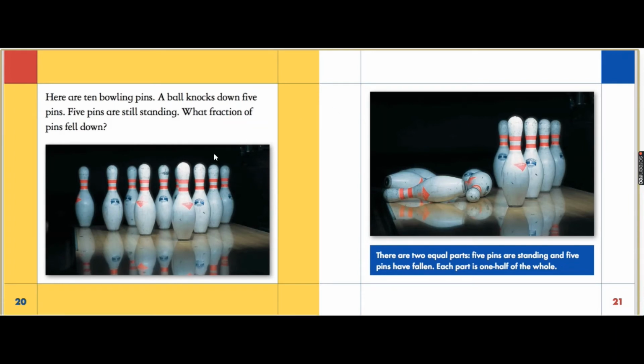Here are 10 bowling pins. A ball knocks down 5 pins, and 5 pins are still standing. Okay, so we know 5 and 5 is 10, right? There are 2 equal parts. 5 pins are standing and 5 pins have fallen. So we know 1/2 of the pins have fallen.